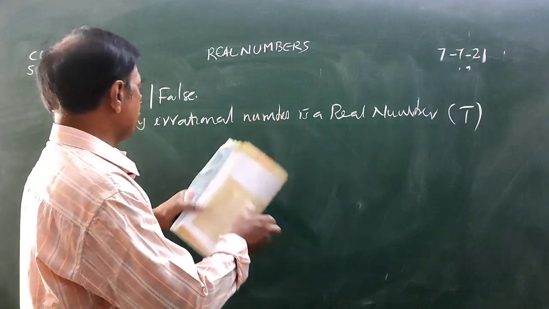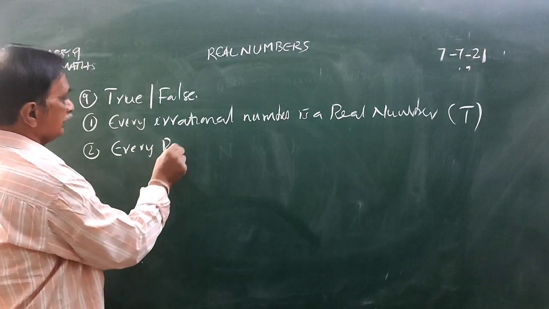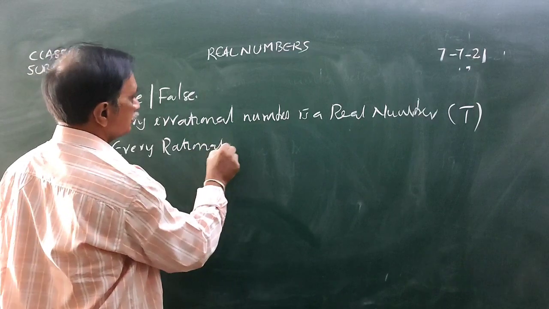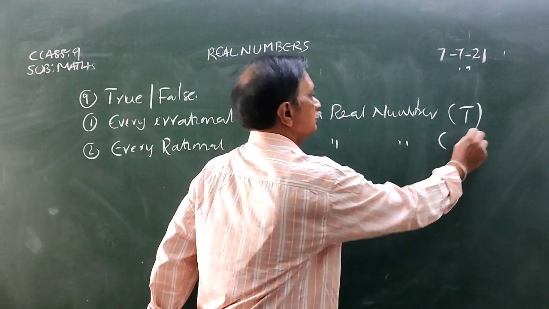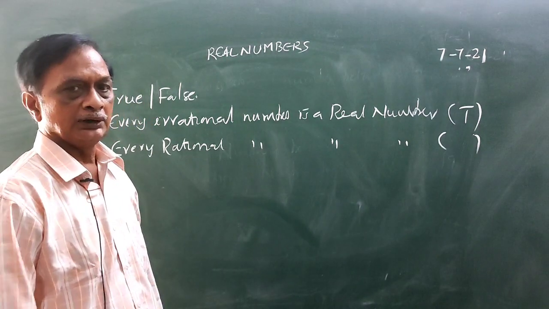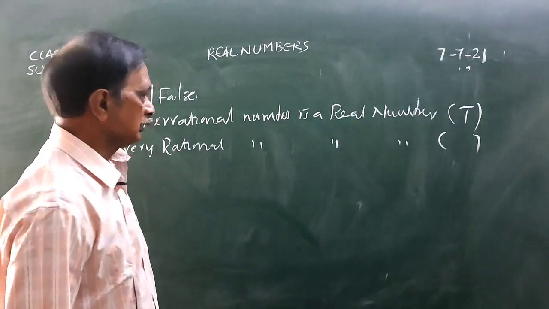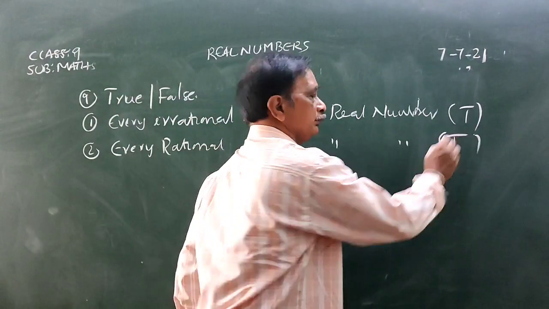Second one, every rational number is a real number. Yes, rational numbers are said to be real numbers and irrational numbers are also called real numbers. So every rational number is a real number is a true statement.